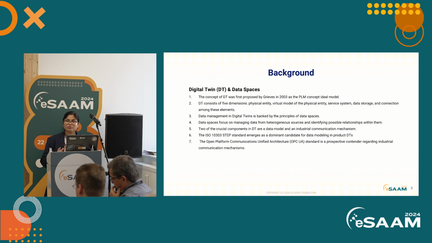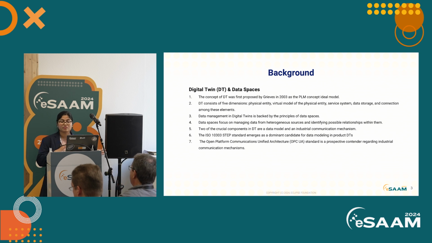Data management being a crucial part of digital twin, it is backed by the principles of data spaces, which focus on managing data from heterogeneous sources and identifying possible relationships within them. Two of the crucial components in DT are a data model and an industrial communication mechanism. Without a data model that abstracts the attributes of the physical entity, transmitted data loses its contextual significance in the digital realm. Additionally, a communication protocol is required to communicate data between the physical entity and its digital counterpart.